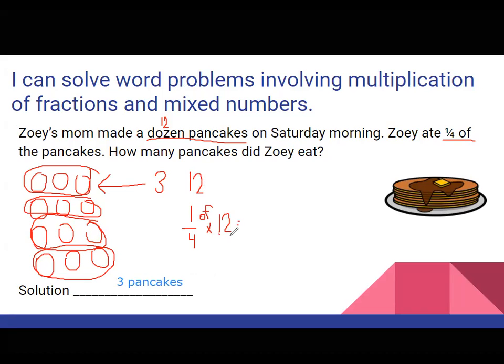When we do that, we're going to take this 12 and put it over 1, just so that we can multiply our numerators and multiply our denominators. 1 times 12 is 12. 4 times 1 is 4. So now we have the improper fraction 12/4. Now we want to figure out how many groups of 4 we can make in 12, and we can make 3 groups, which is what we came up with in our model. So that proves that Zoe ate 3 pancakes Saturday morning.